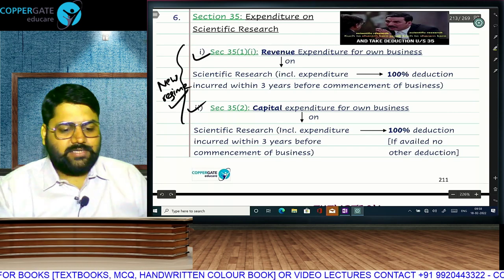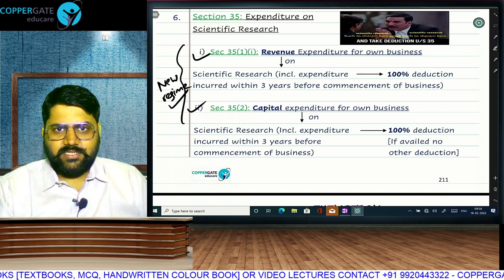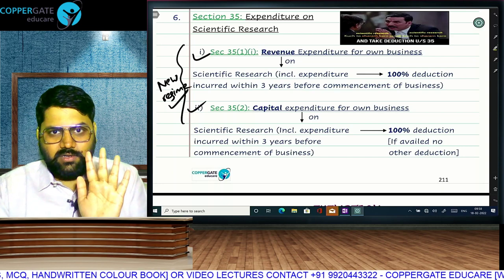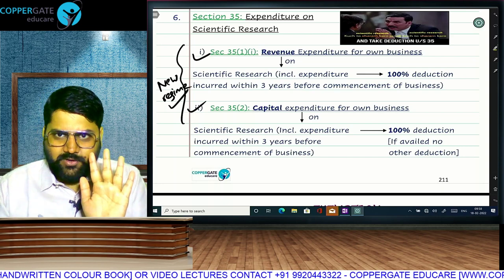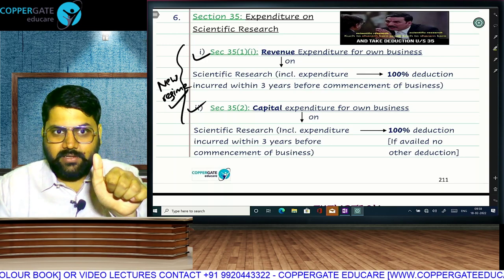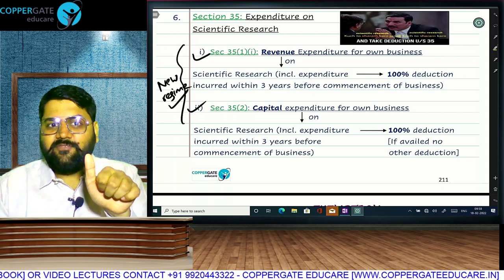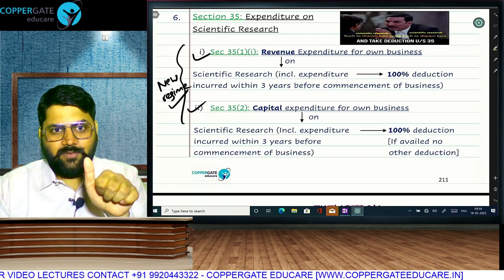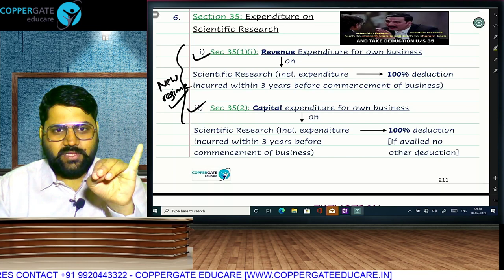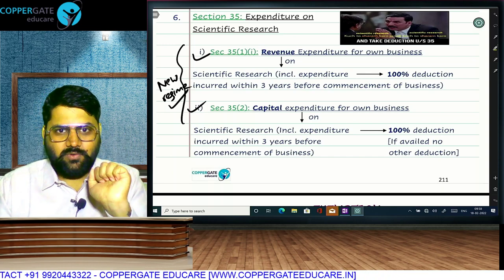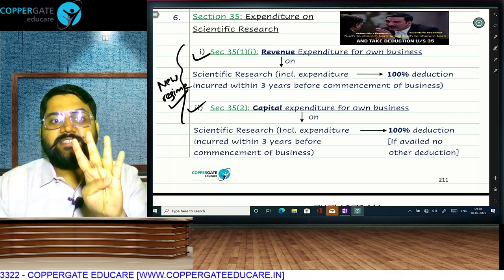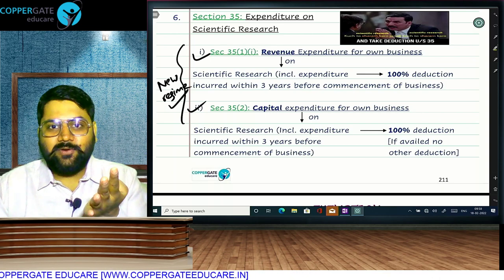115BAA, BAB, allowed in new regime. BAC, BAD, allowed in new regime. There are 5 more which are not allowed. 5 more in section 35 which are allowed in old regime, not allowed in new regime. Out of that 5, 1 is applicable only to company. So in 115BAA, BAB, which is for company, they have mentioned 5 not allowed: 35(1)(ii), 35(1)(iii), 35(1)(iia), 35(2AA), 35(2AB). And in 115BAC, BAD, they have only said 4 not allowed because the 5th is not applicable on this.